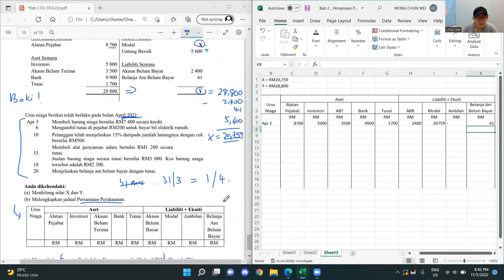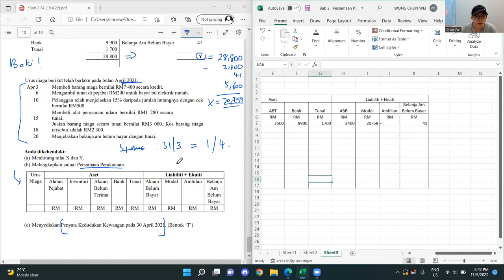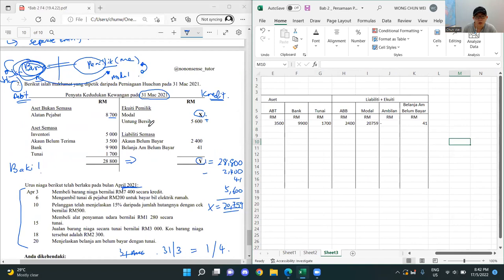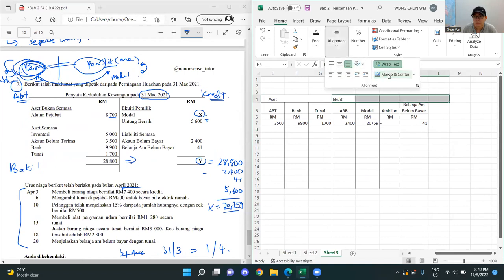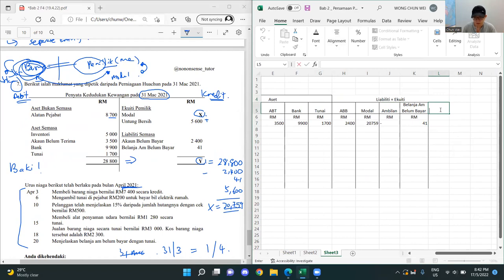Look at this one. This should be ambilan, or... yeah, let me check. Okay, let's add one more column at the back, because sometimes you have to add it yourself. So let's say for this untung bersih, 5,600. Okay, so just add one more line. Normally they will give you lah, but maybe for this question they forgot to give you, so you put it in yourself.